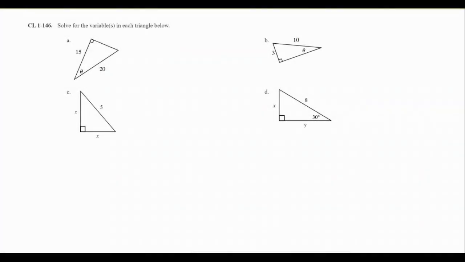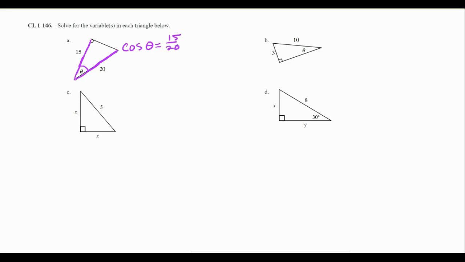Here I'm asked to solve for the variables in each triangle below. So for the first one here, I am looking for the angle theta. Given 15 and 20, using SOHCAHTOA, I know that I have the adjacent side and the hypotenuse, so I'm going to say that the cosine of theta is equal to the adjacent side over the hypotenuse.